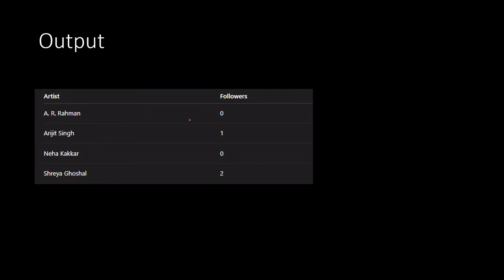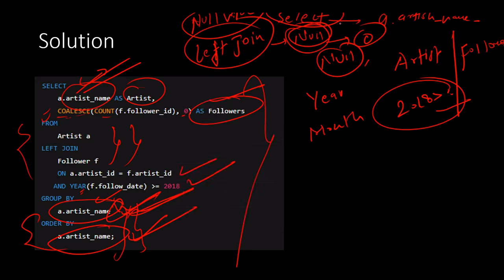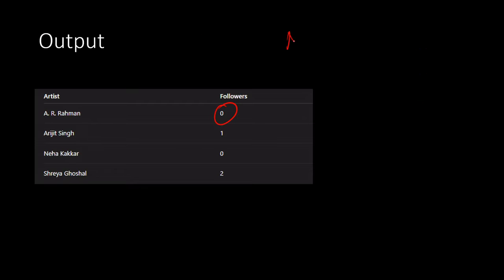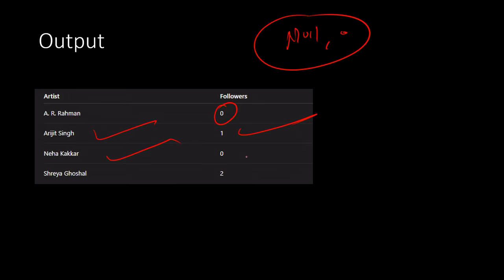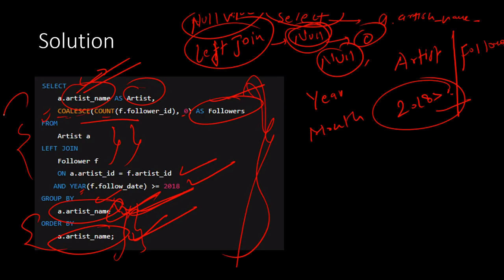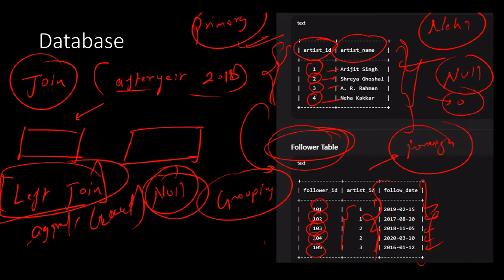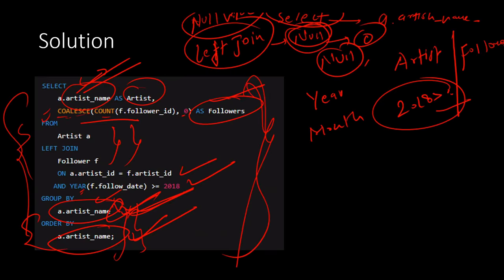So for A R Rahman, here you can see 0, because we are using this function which replaces the null value with 0, as there are no followers. For Arijit Singh it is 1, for Neha Kakkar 0, for Shreya Ghoshal it is 2. So I hope this query is clear. I have explained each and every point. I hope this is clear.